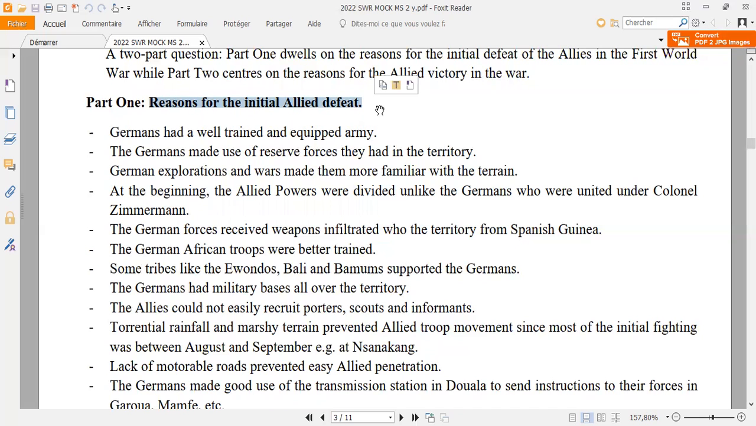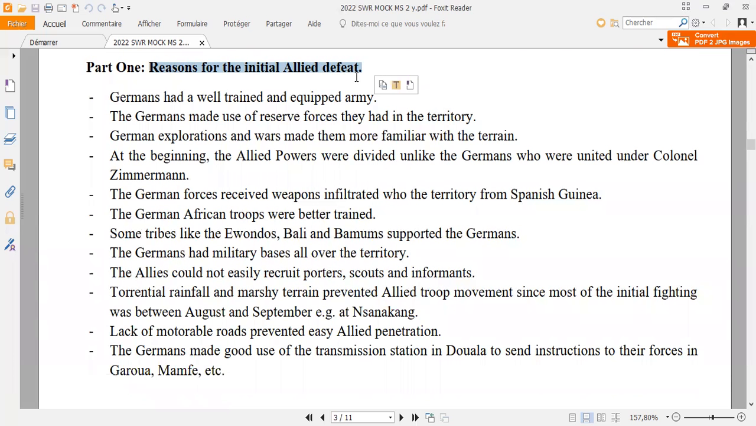You had heavy rainfall and marshy terrain that prevented the Allied troops from moving, since most of the initial fighting took place between August and September during the heavy period of rainfall. Example, the Sanaga battle. You have the lack of motorable routes, which prevented easy Allied penetration. The Germans made good use of transmission stations like the one in Douala to send instructions to their forces in Garoua and Mora.